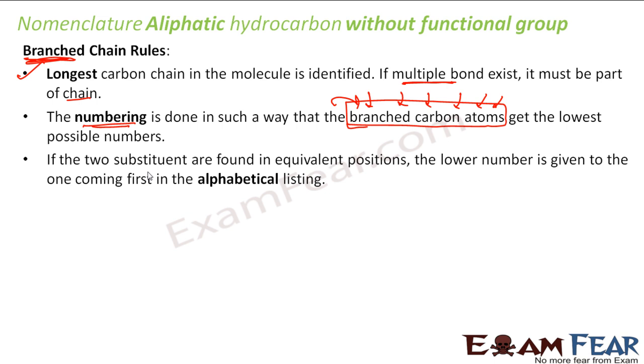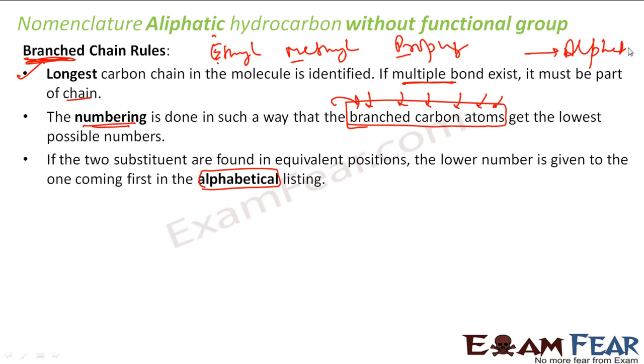And if 2 substituents are found in equivalent positions, the lower number is given to the one which comes first in alphabetical listing. For example, ethyl, methyl, propyl. I just wrote the alphabetical listing E, F, G, H, I, J, K, L, M, N, O, P. So ethyl will be given more importance than methyl, then propyl. Why? Because we are following the alphabetical order. So it doesn't depend on the number of carbons, it depends only on the alphabetical order.